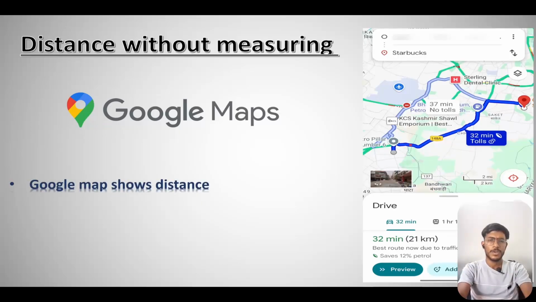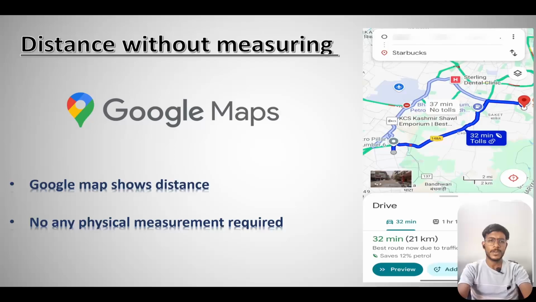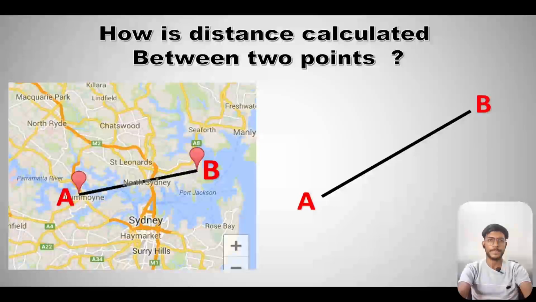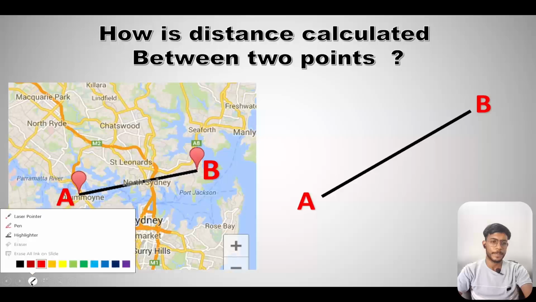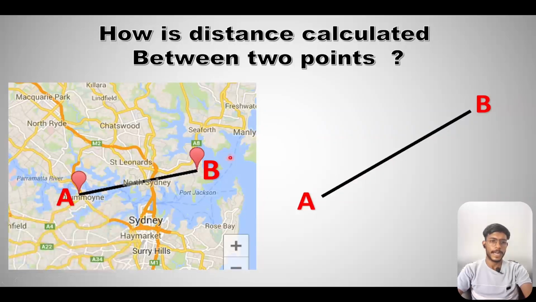So we all know that Google Maps shows the distance, and there is no physical measurement required to calculate the distance between any 2 points in a Google Map. Okay, so how is this working? Suppose there are 2 points, point A and point B. How is Google Map able to find the distance between these 2 points?